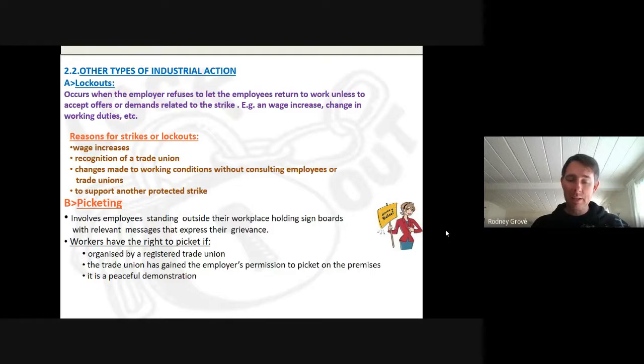But other than that, he cannot refuse, or he is unable to say to you, you may not picket on site. Okay. If it is peaceful, he's got absolutely no right to chase you off the premises. It's a peaceful demonstration. You are not interfering with customers or motorists. He cannot ask you to leave the premises.